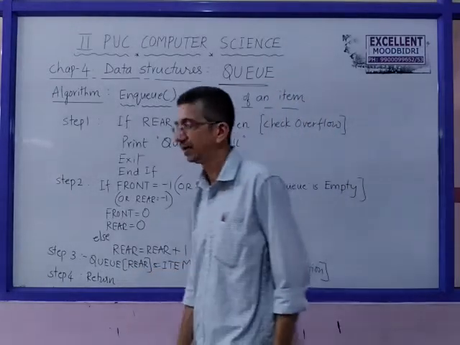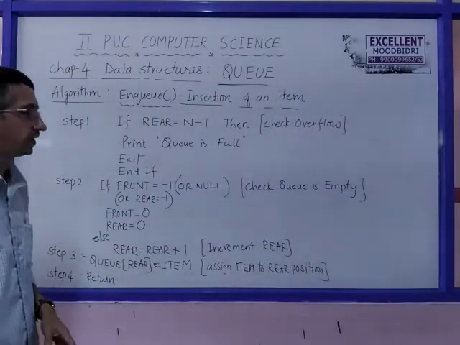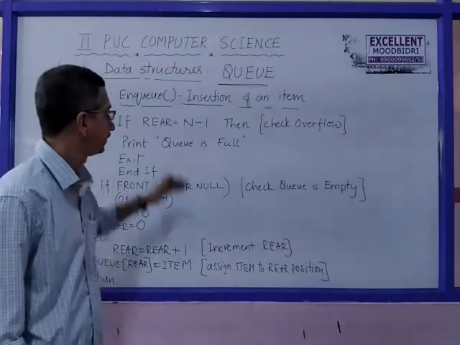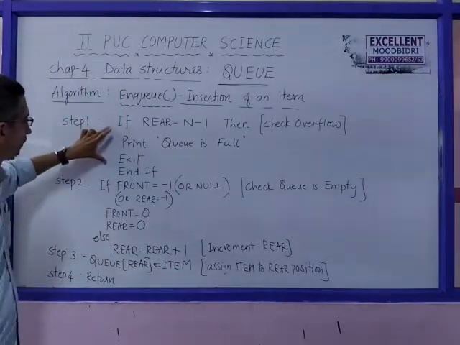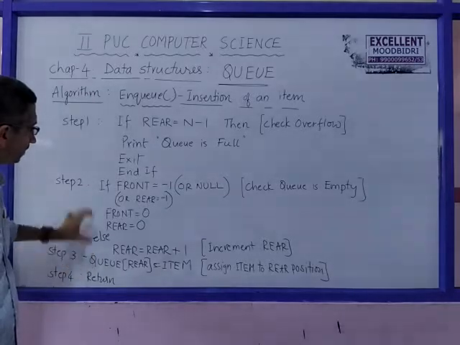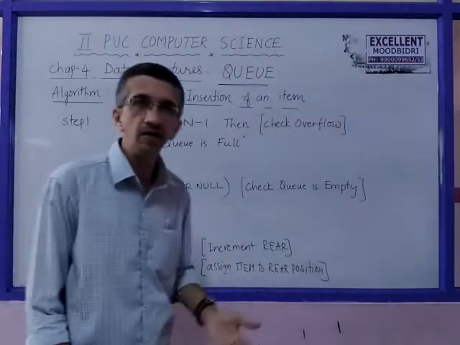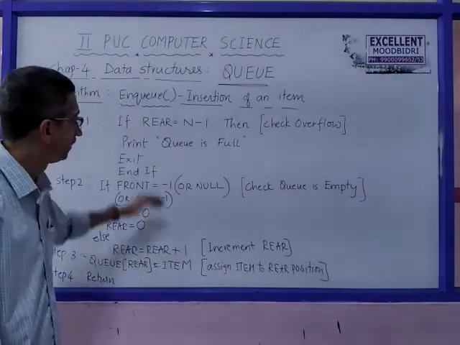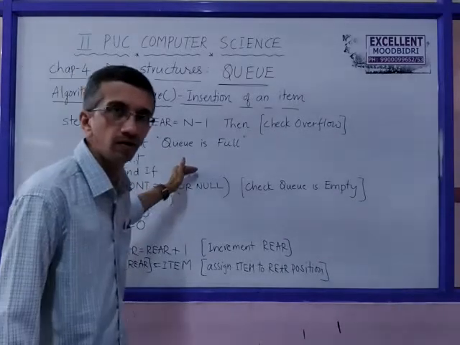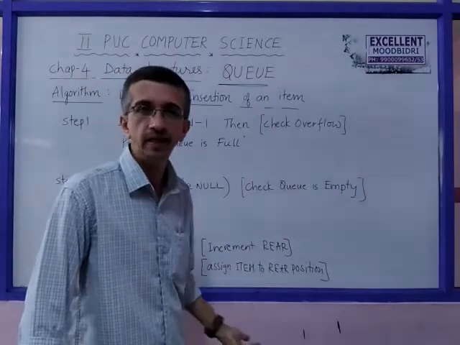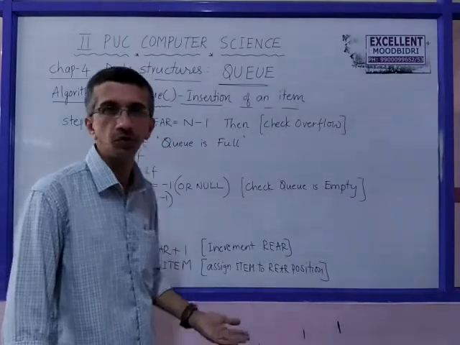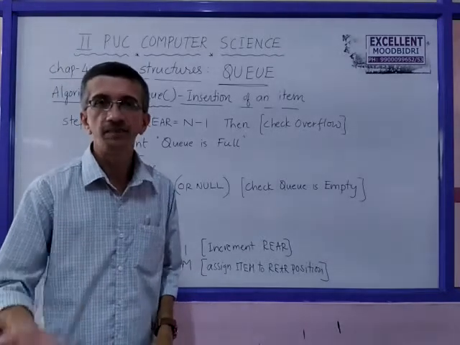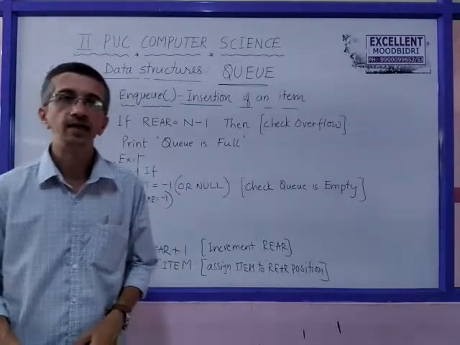Correct? So the last step is return. This algorithm may come for 3 marks individually, or together with DQ it may be for 5 marks. It is a very simple algorithm. Even if you write step 1 and this portion, you can skip the other one. In some study materials, step 2 is skipped: if it is not full, you can directly increment the rear and assign the item to the rear position. That also works, but this is an elaborate algorithm. Hope you understood this. Next, we shall see the DQ algorithm, deleting an item from the queue.